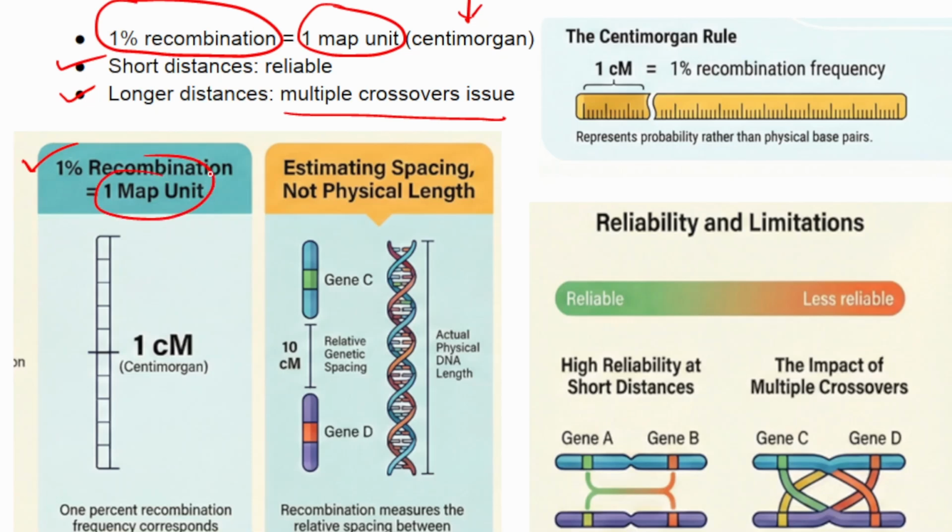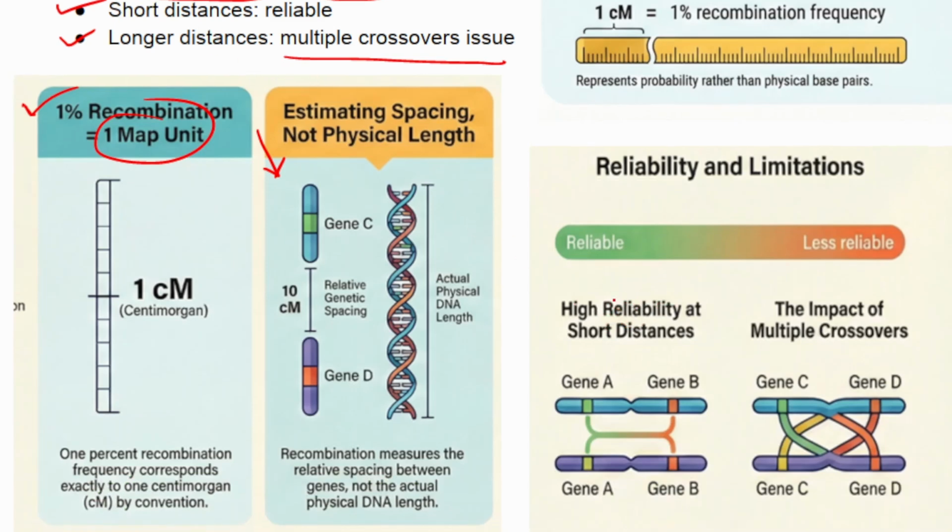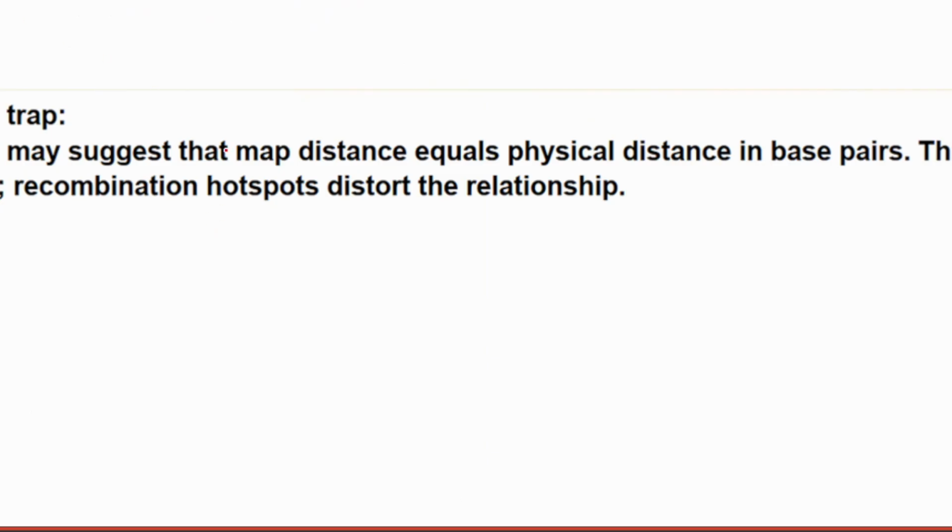And the thing that we have said is that it is a unit based on frequency, not physical DNA length. This image confirms that. And when we were talking about reliability, it is highly reliable on short distance. But as the length increases, we see the impact of multiple crossovers, and as a result, the recombination frequency becomes less reliable. Now let's talk about an exam trap.